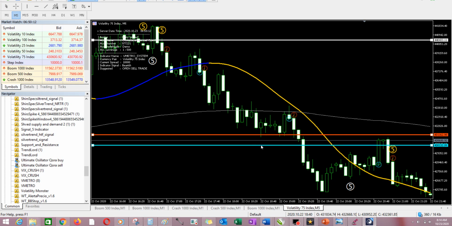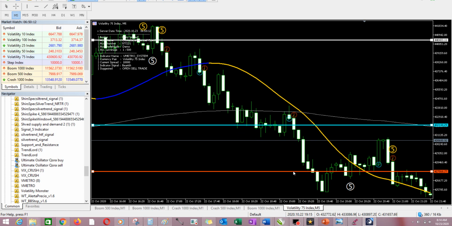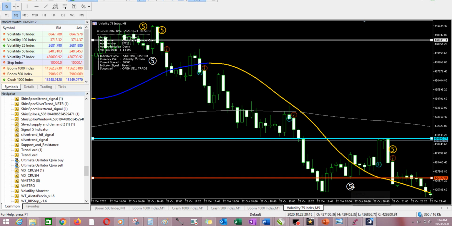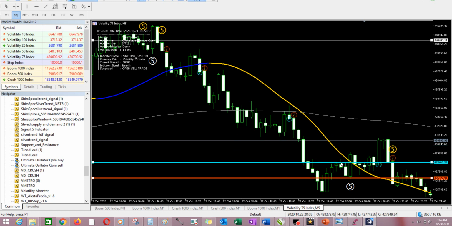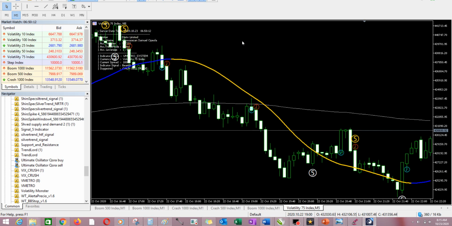But if it refuses to, if it keeps on going down instead of going up to eat up your stop loss, and it gets to this level where your buy signal is out, then you can exit the market here. You can exit the market at this level. Once your buy signal is out, then you can exit the market to keep the profit between here and here. That is how amazing this signal indicator is in trading volatility 75. You can always trail when you are trading volatility 75.